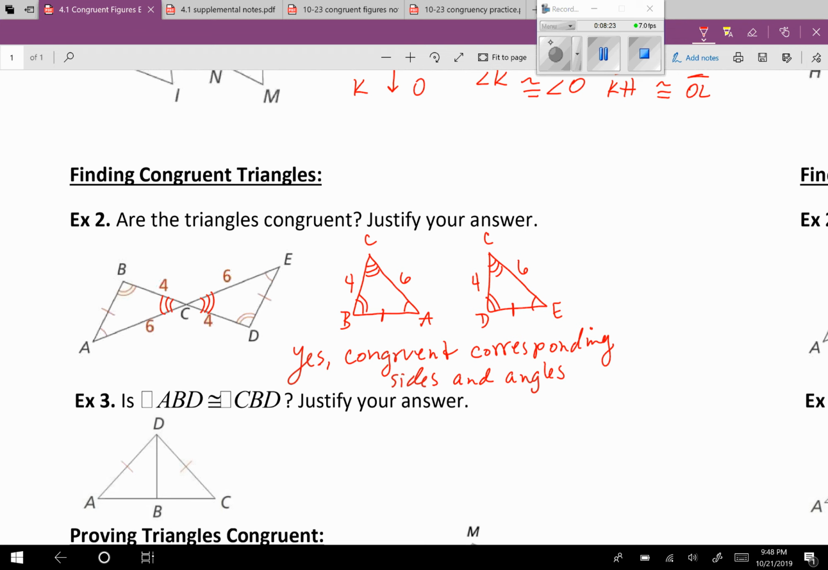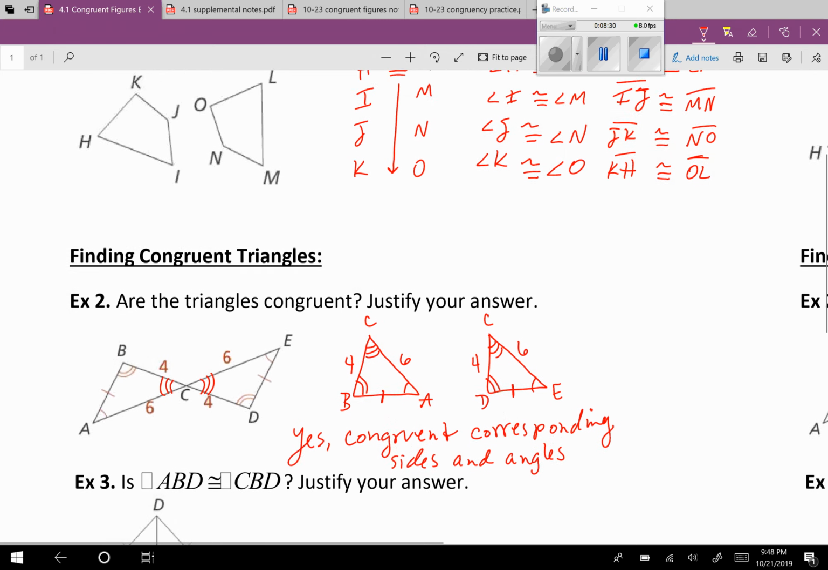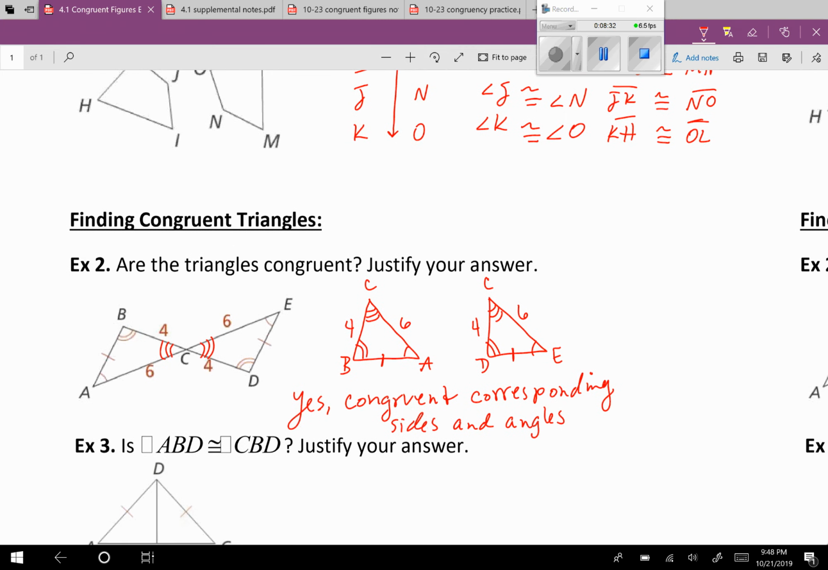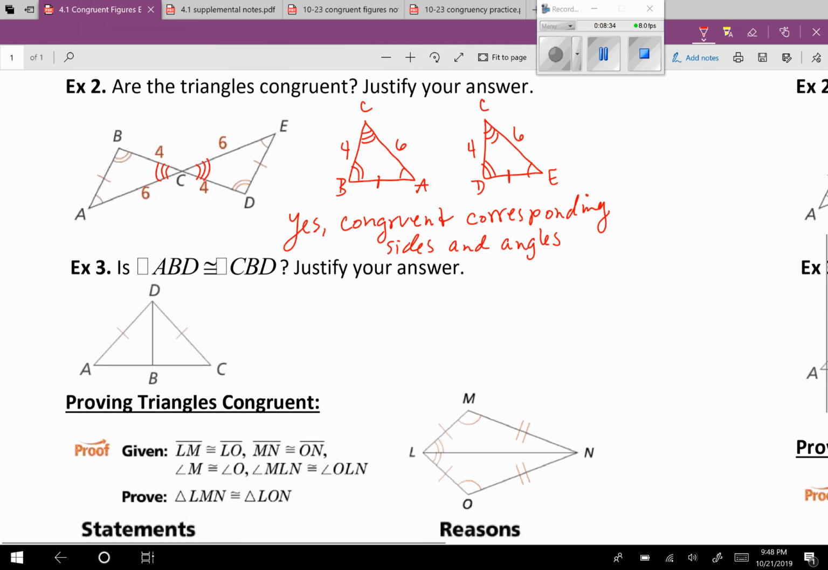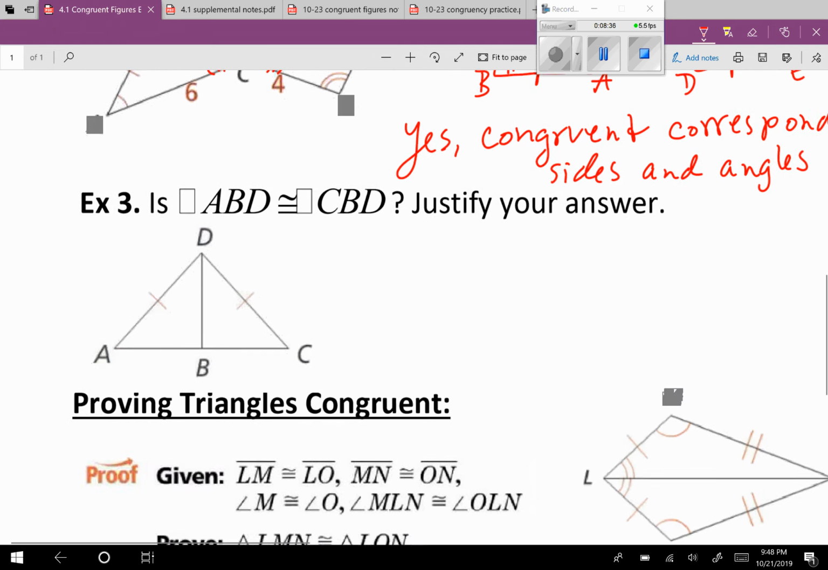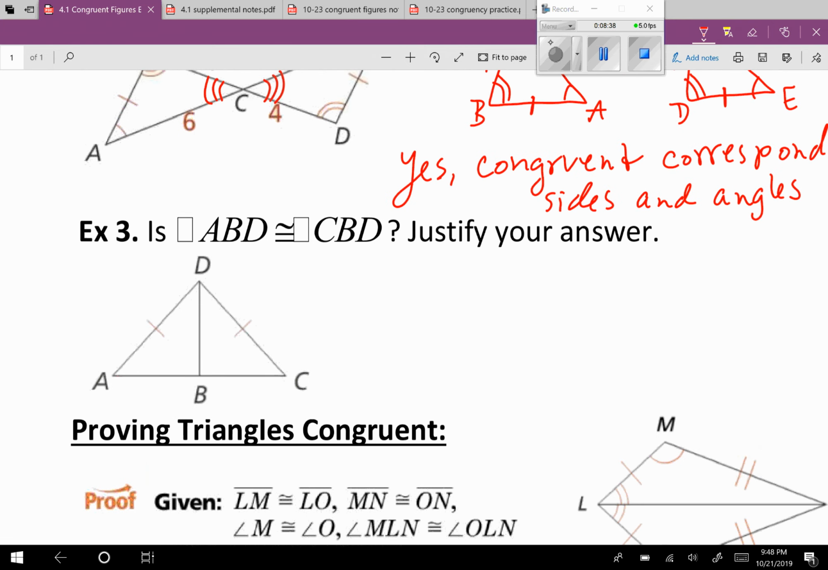So yes, they are congruent because they have congruent corresponding sides and angles. Okay. Next one. It says, and this should read, is triangle ABD congruent to triangle CBD? Okay, so ABD. ABD. And is it congruent to CBD?